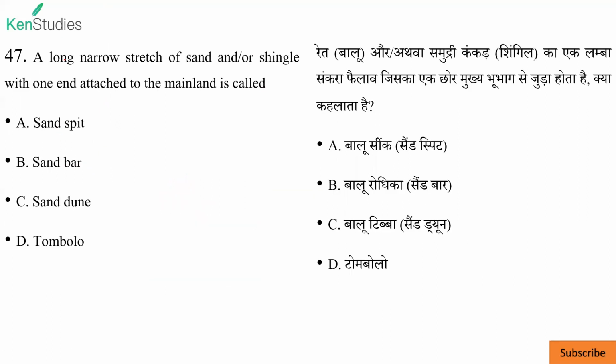Now 47 number. A long narrow stretch of sand or shingle with one end attached to the mainland is called. So it is about definition. It is tombolo. Okay.